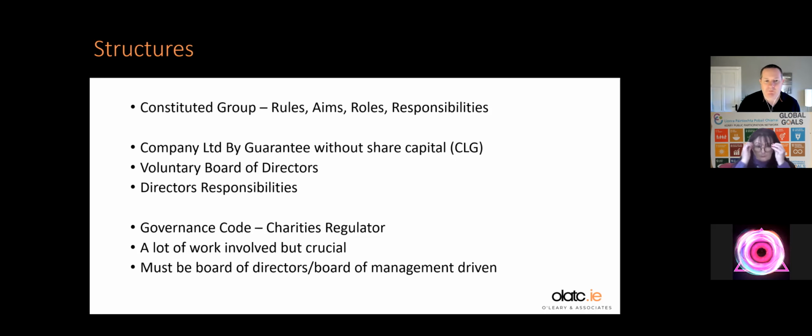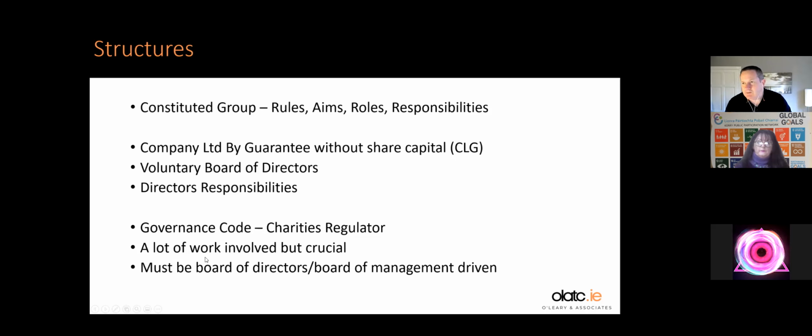So if you're signed up to the regulator and you are an approved charity, and you're doing annual returns to the regulator and annual returns to revenue, and you're audited, that gives a serious amount of comfort and confidence to the person who's going to be funding you. So there's a lot of work involved in it.